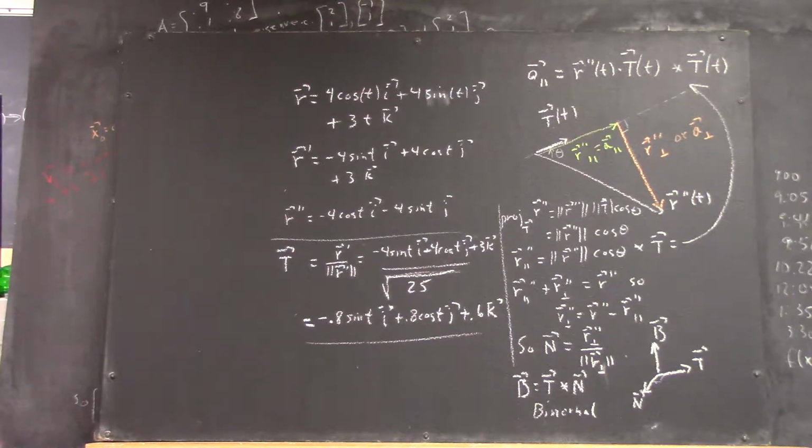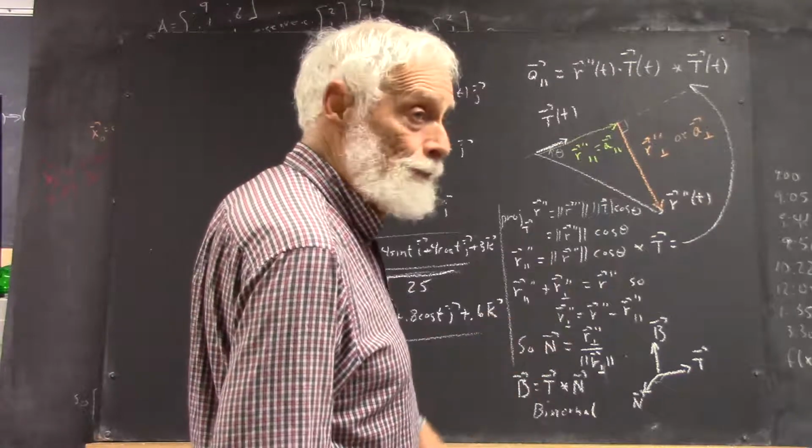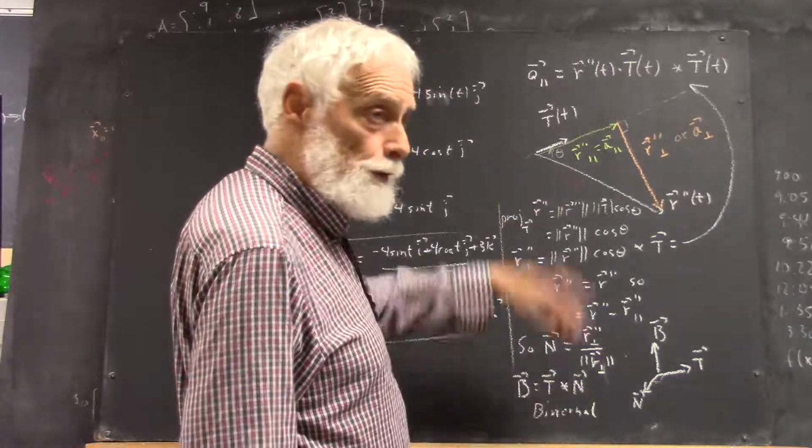Okay, so that's our unit tangent vector. We've got to get our unit normal. And once we have that, we just do a cross product.